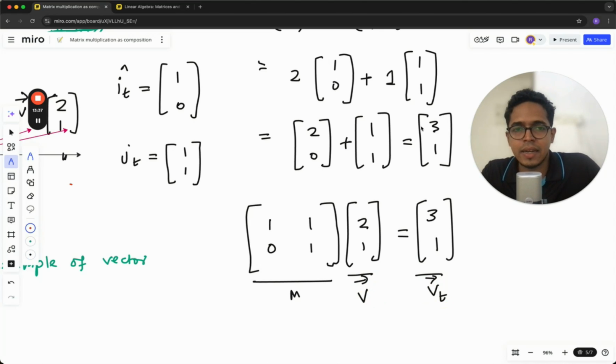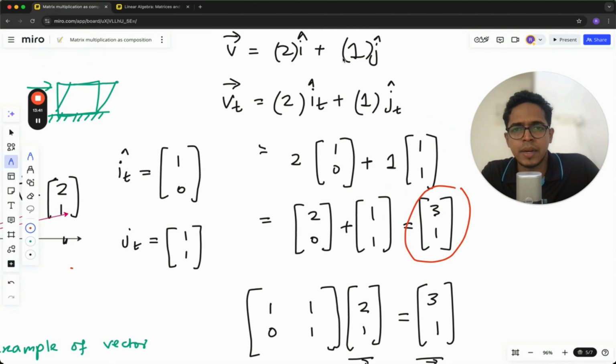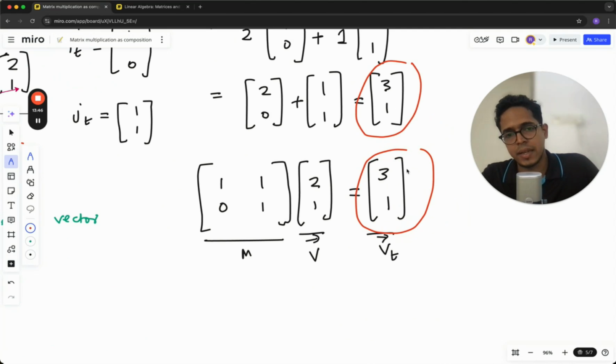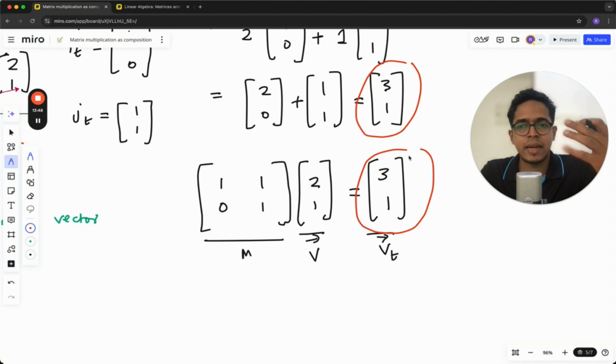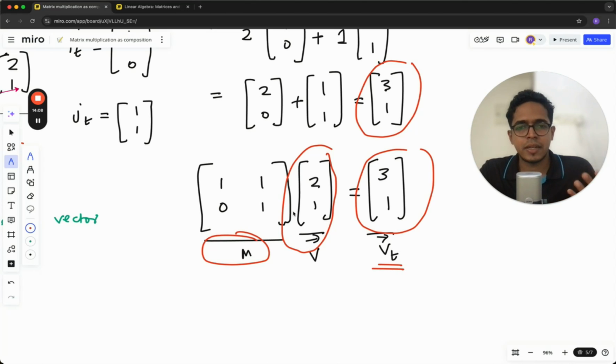And you can see that the transformed vector which we calculated by this approach is literally the same as what we calculate using matrix multiplication. So this again shows that shear operation as a linear transformation can simply be represented by a matrix multiplication. So here the input vector is this, output vector is this, and this is what is happening to the input vector. It is getting multiplied by this matrix M. So it's almost like a function.